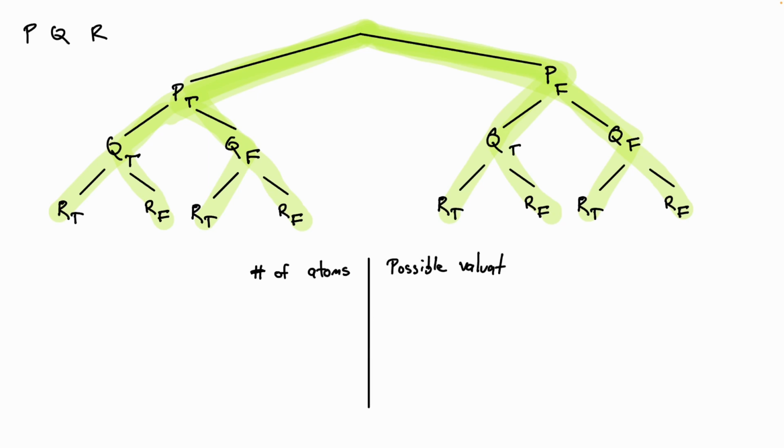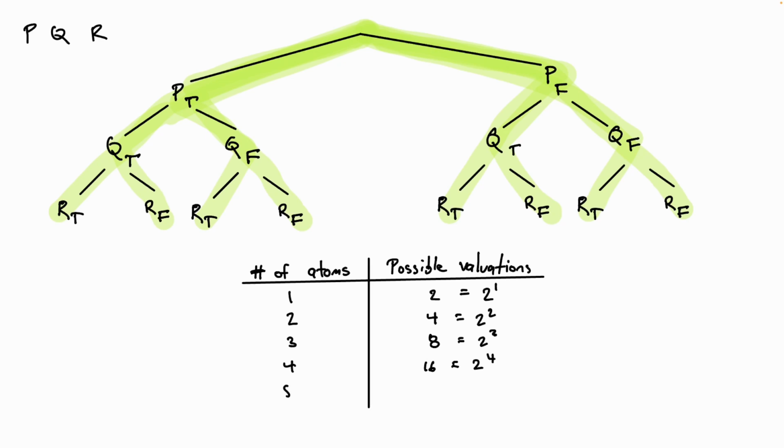Notice that if you have just one atom, then there are two possible valuations of it. It can be true or false. If you have two atoms, then there are four possible valuations of those two atoms. If you have three atoms, then there are 8 possible valuations of them. And every time you add another atom, the number of possible valuations doubles. 4 atoms have 16 possible valuations, 5 atoms have 32 possible valuations, and so on. In general, for n atoms, there are 2 to the n possible ways of assigning truth values to them.